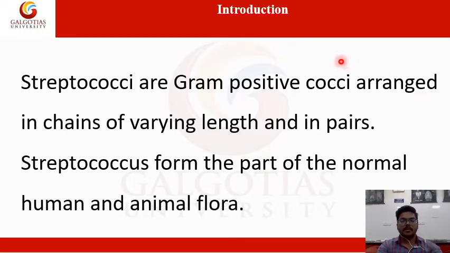Now the introduction: what are Streptococci? Streptococci are gram-positive cocci arranged in chains of varying length and in pairs. Streptococci form part of the normal human and animal flora. Strepto means in chains or branches, and cocci means the shape of the bacteria is circular. So Streptococcus will look like this.